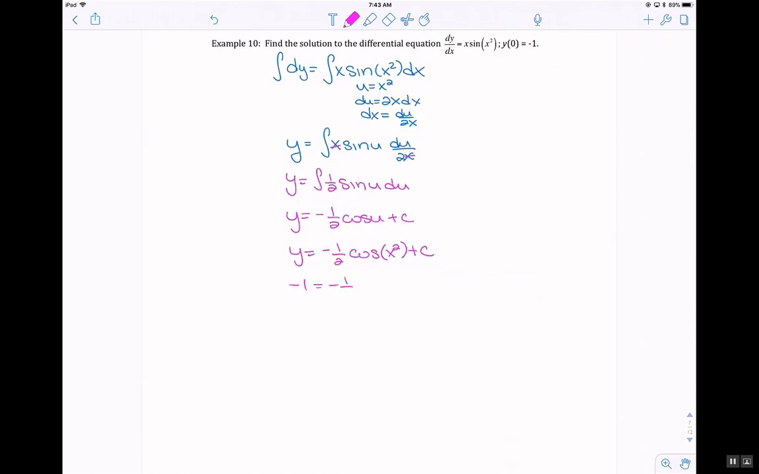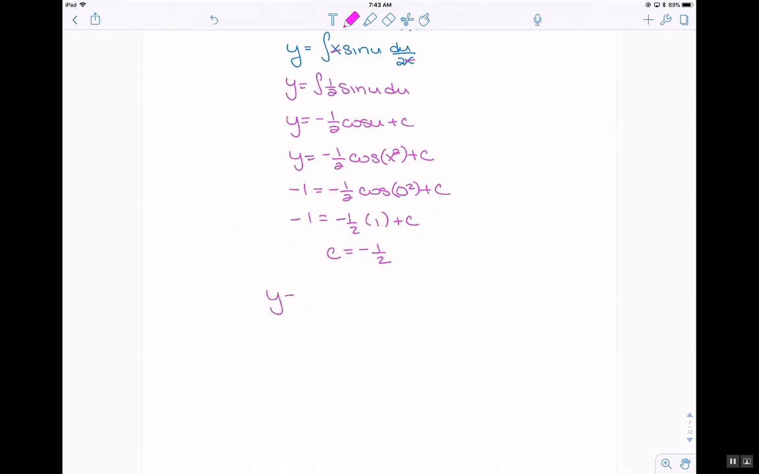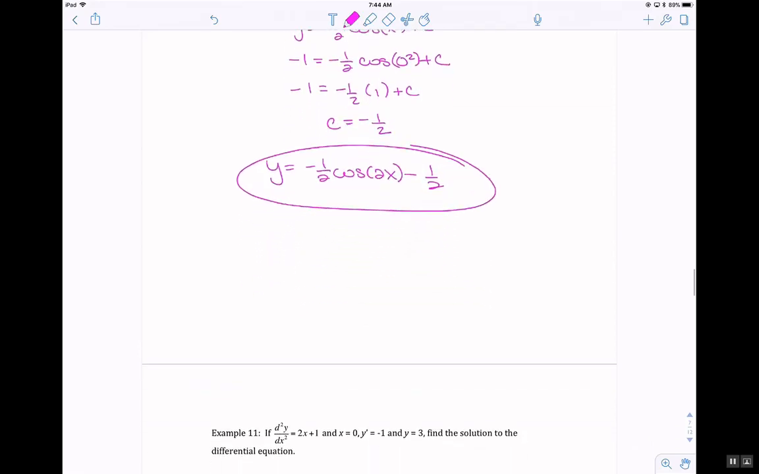So I have negative 1 is equal to negative 1/2 cosine of 0 squared plus c. So negative 1 is equal to negative 1/2 times 1 plus c. So c is equal to negative 1/2. So then y is equal to negative 1/2 cosine of x squared and then minus 1/2. Okay.